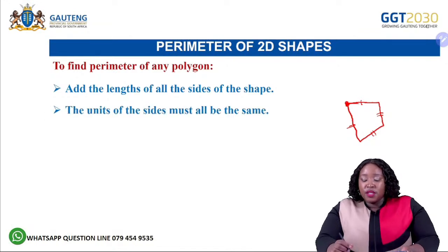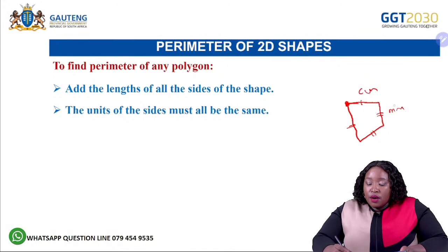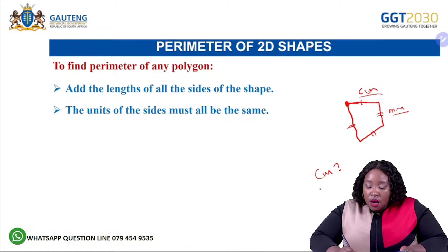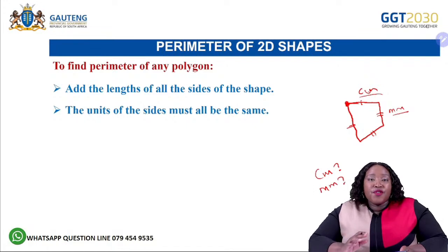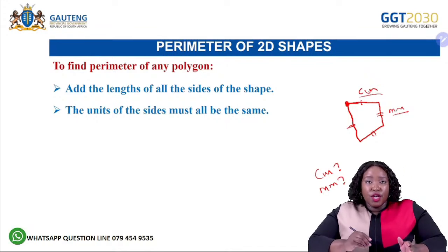But what would be important is to make sure that if this length is given in centimeters and this one is given in millimeters, we convert one of these to be the other. So you go back to the question and see whether the question wants you to present your perimeter in centimeters or in millimeters. If not, if there is no specification, choose one of the units and then convert the other one to that one, okay? That's essentially what we do with perimeter. We just add the outsides of the shape, okay?